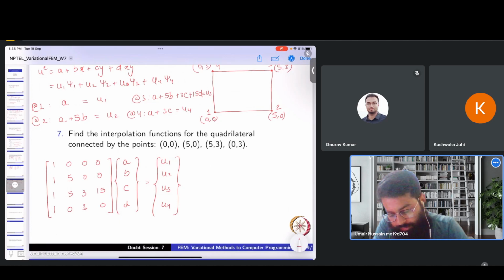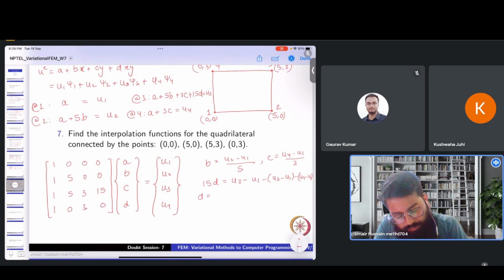A equals U1, so B equals U2 minus U1 by 5, C equals U4 minus U1 by 3, and D would be 15D equals U3 minus U1, where 5B would be U2 minus U1, and 3C would be U4 minus U1.